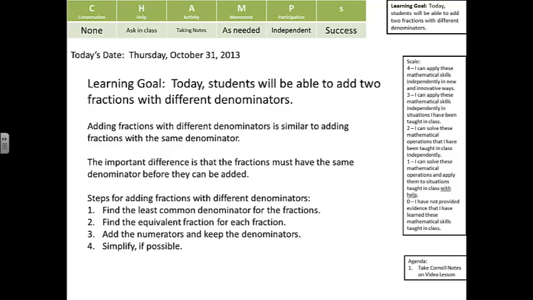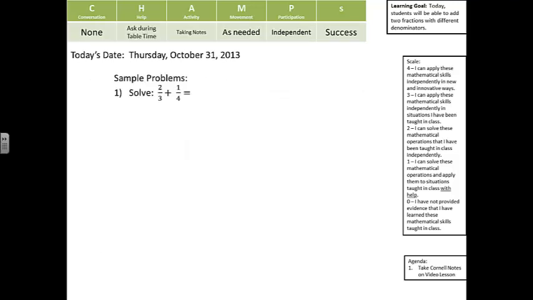And then the last step, we simplify if we need to. If our answer is an improper fraction, we turn it into a mixed number. If we can simplify the fraction part of our answer, then we do that simplifying also. Once you've done that, then you finish the problem. So let's go ahead and do some sample problems. The first sample problem that we're going to do is 2/3 plus 1/4.